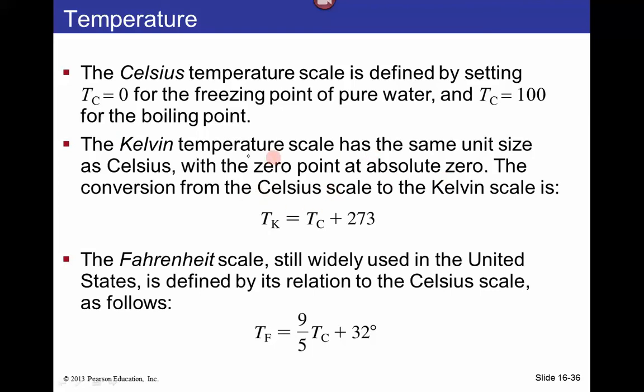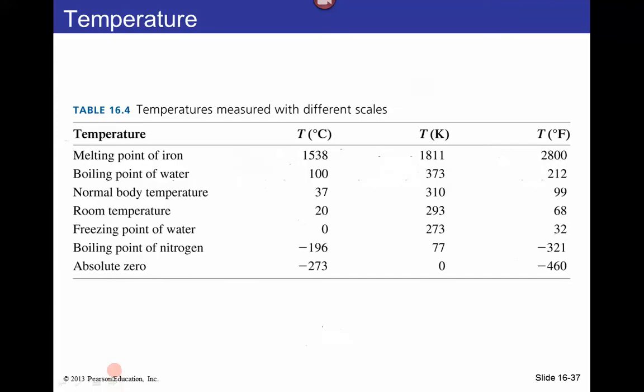And the Kelvin has the nice property that it can give you the temperature at absolute zero. There is a minimum temperature that you can ever reach, and that temperature is zero in the Kelvin scale and is minus 273 in the Celsius scale. So these are some important points for different materials, and here you have the three scales.